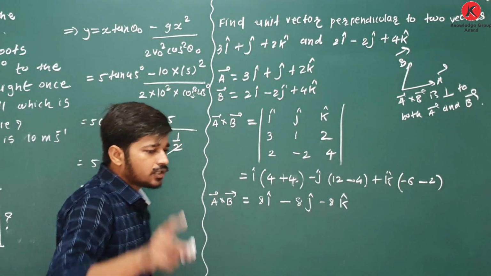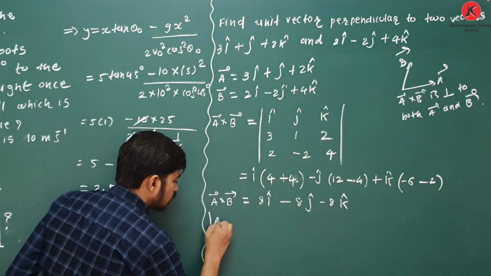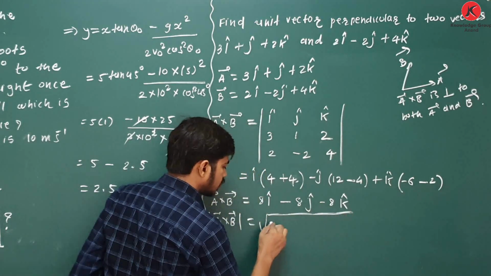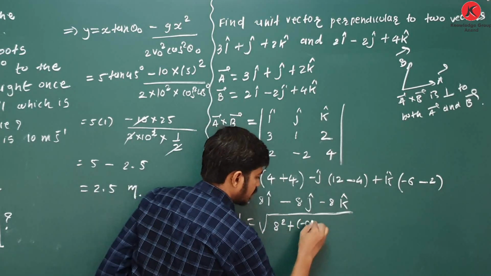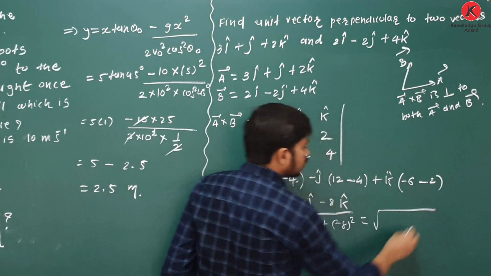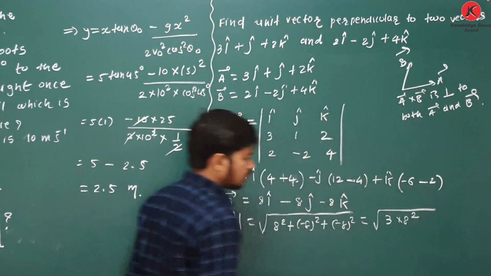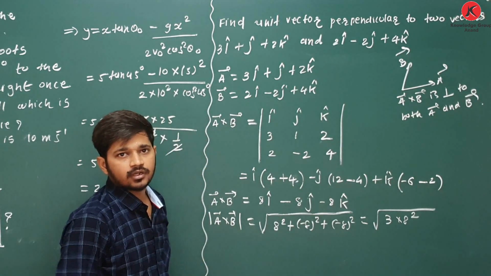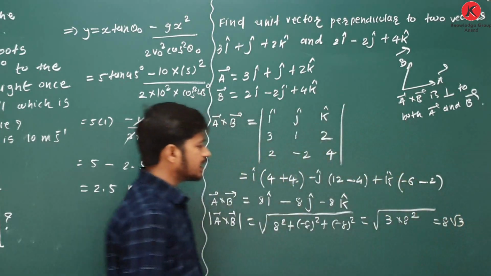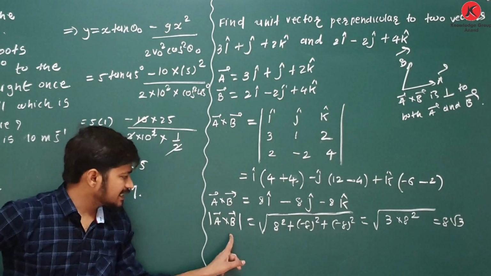To find a unit vector, what is the formula? Vector upon its magnitude. How to find its magnitude? Mod of a cross b is equal to under root 8 square plus minus 8 square plus minus 8 square. So it is under root 3 times 8 square. Yes or no? Clear? So I can write it as 8 root 3. Clear about this? So that is its magnitude.